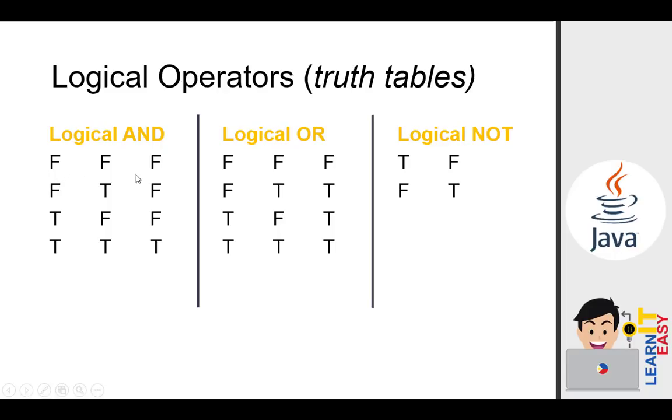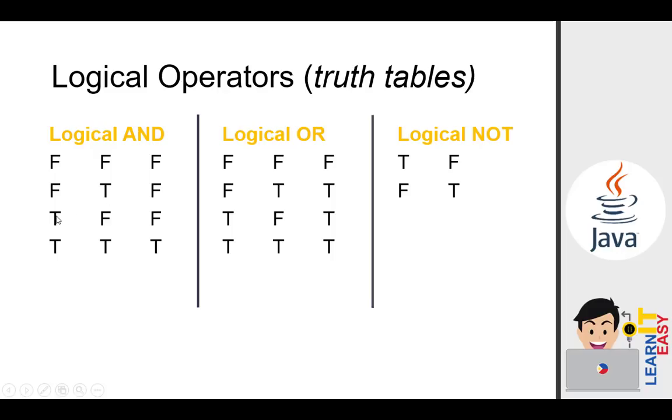So, dun sa truth table natin, since pares na false yung unang statement, false yung makukuha nating resulta. Kung yung unang statement natin is false at yung pangalawang statement natin is true, magiging false pa rin yan kasi nga, ang kailangan natin is both.